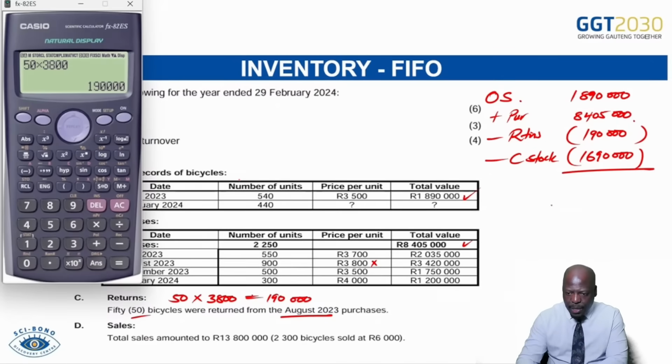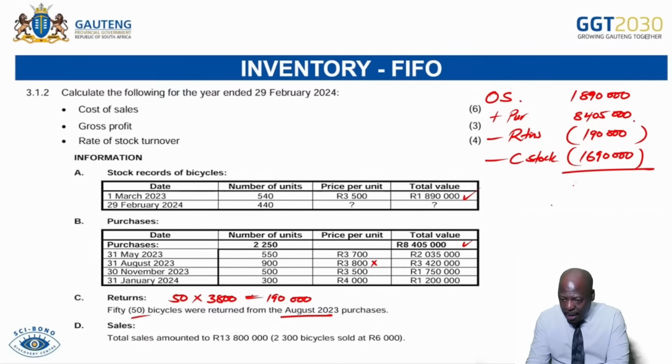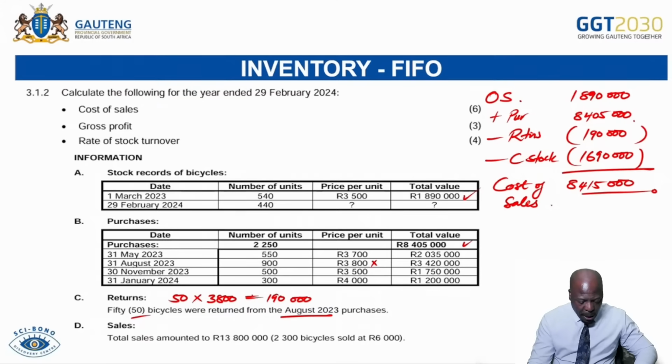Let's have our calculator and see how much you're going to get. So I'm going to say 1,890,000 plus 8,405,000. Then I'm going to say minus 190,000. Minus 1,690,000. And that will give me 8,415,000. That becomes my cost of sales.